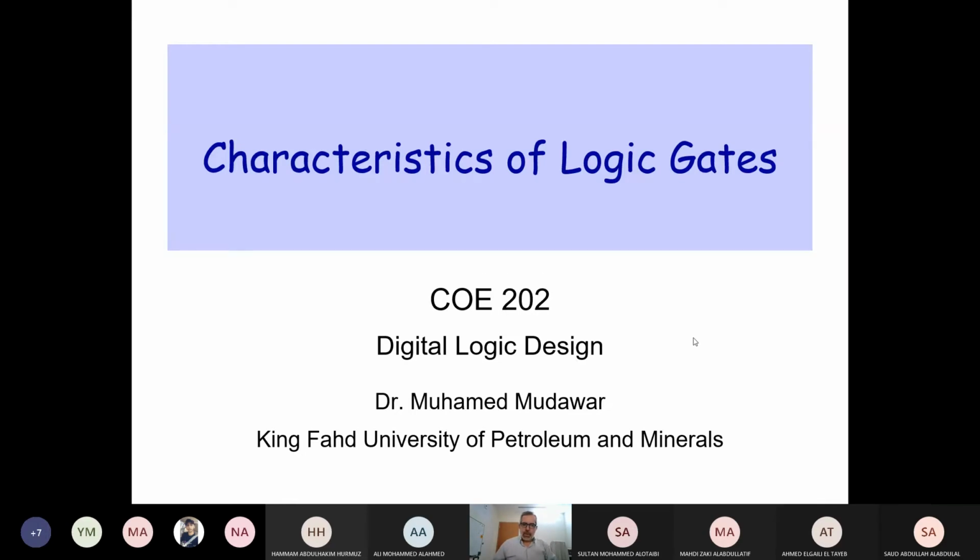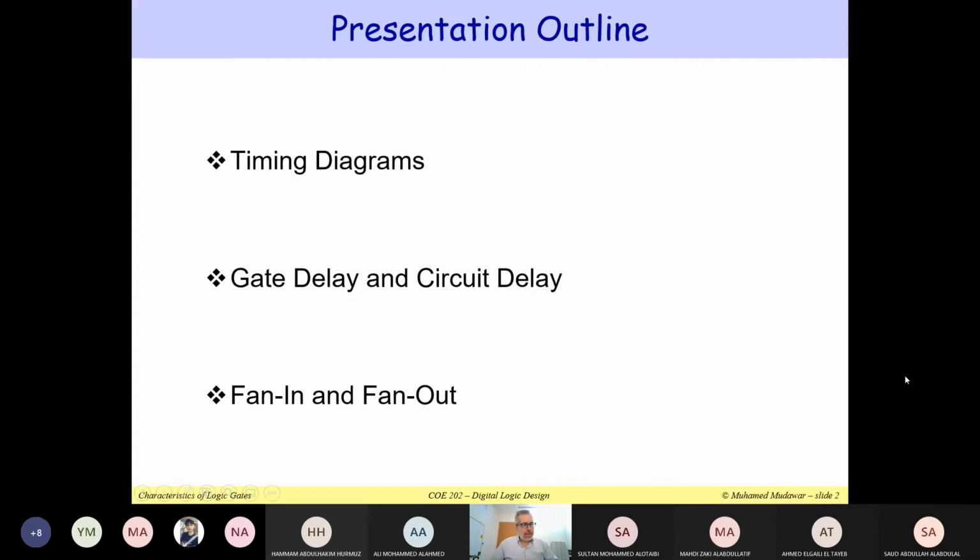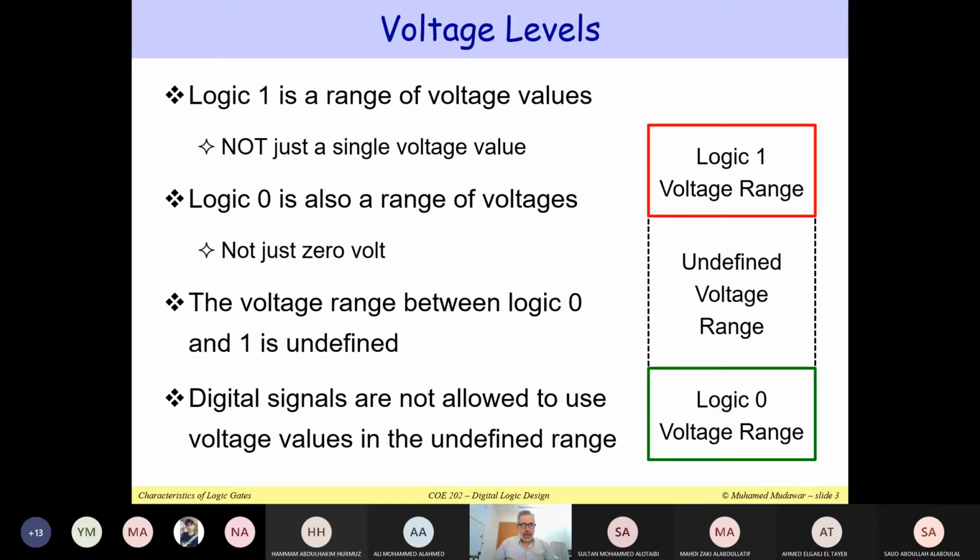Okay, so today's lecture, I would like to talk about the characteristics of logic gates. I also would like to introduce Verilog. So the outline of this presentation is like this. I'm going to talk about timing diagrams. I'll talk about the gate delay and the circuit delay. I'll talk about fan in and fan out. Okay, so these are the topics that I would like to cover in this presentation.